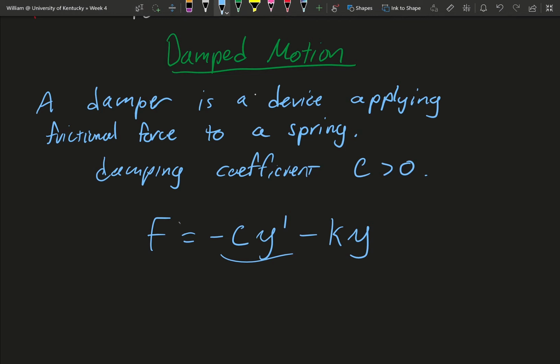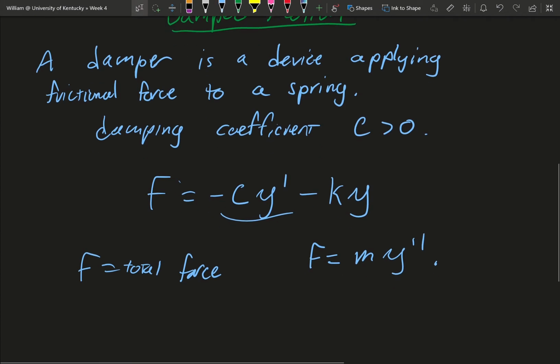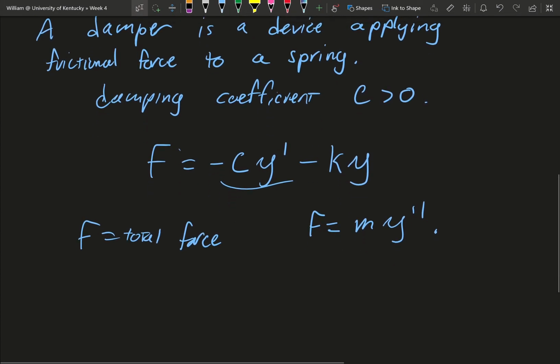So again, if F is the total force of the object at the end, then we're still going to have force equal to m, which is our mass, times our acceleration, which is y double prime, where again, y is our displacement. So putting that all together, we have our free damped motion equation.